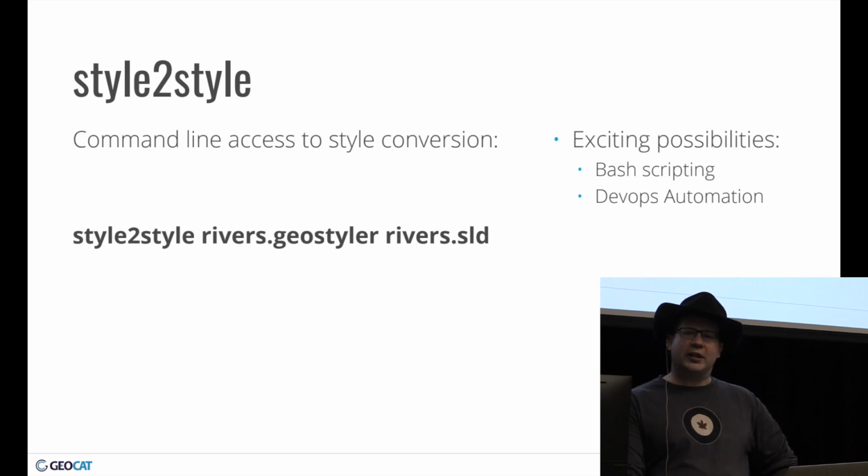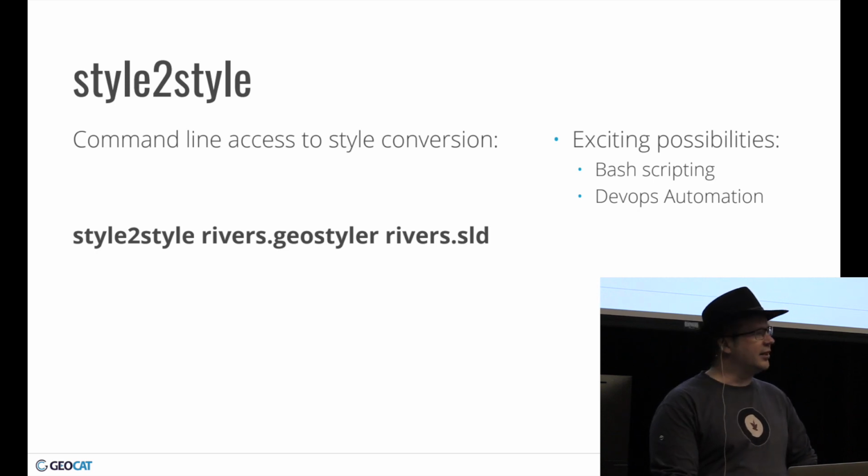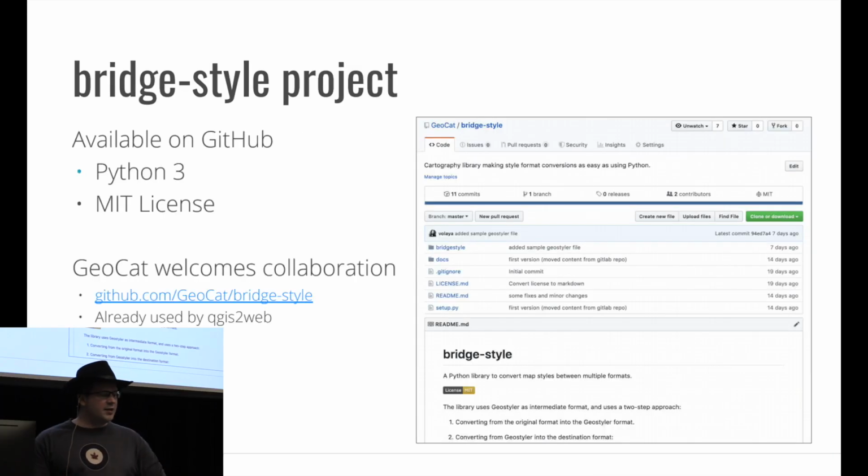So I'm really looking forward to seeing this picked up and adopted by the community. There's lots of scripting and automation tasks that I think this will really be beneficial for. It's available on GitHub, Python 3, MIT license. GeoCat welcomes collaboration. This library has already been picked up by QGIS Web, which is really, really nice to see.